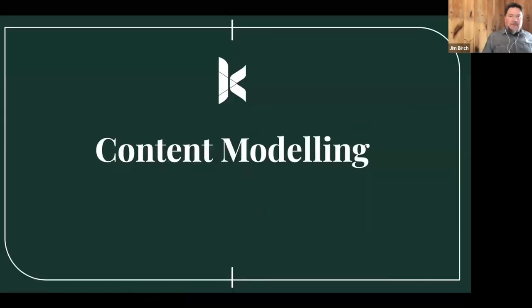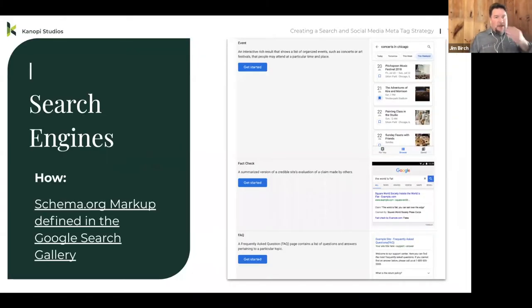So to do that, we need to model our content, much like we do when we're building a website. We're going to say, this piece of content is an event, this piece of content is an article. We want to use Google's search gallery, where they actually define what they're looking for in metadata to get you into those results. So the list is long: events, facts, job listings. We'll go to that in a minute, but it's linked right here.